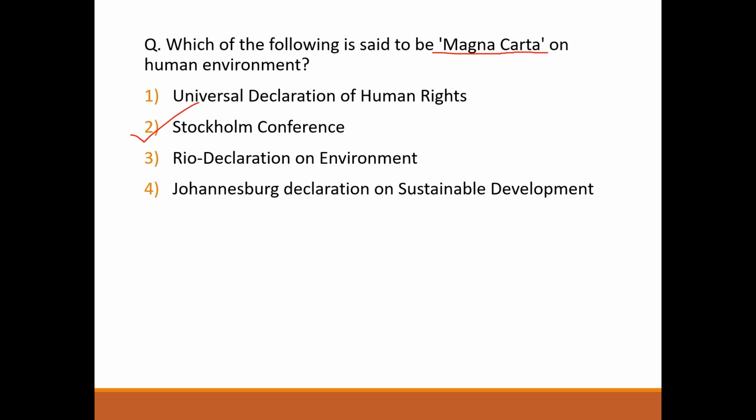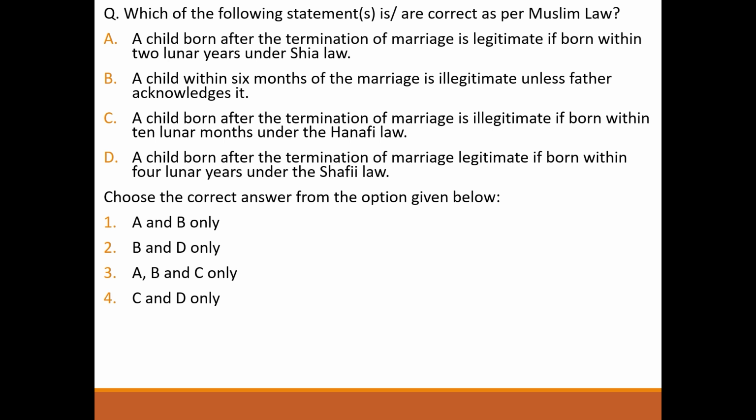Next question. Which of the following statements are correct as per Muslim law? A child born after the termination of marriage is legitimate if born within 2 lunar years under Sharia law. Wrong. इसमें 10 lunar months होता है Sharia law में. A child within 6 months of marriage is illegitimate unless father acknowledges. Correct. A child born after the termination of marriage is illegitimate if born within 10 lunar months under Hanafi law. Wrong. Hanafi law में 2 lunar years होते हैं. A child born after termination of marriage legitimate if born within 4 lunar years under Shafi law. Wrong. मालिक लॉ में होता है ये रूल, ना कि शाफी लॉ में. इस क्वेश्चन का जो आंसर है वो ऑप्शंस में अवेलेबल ही नहीं है.